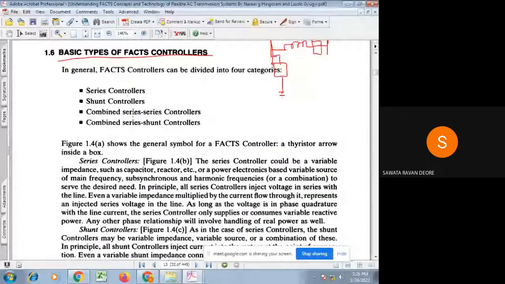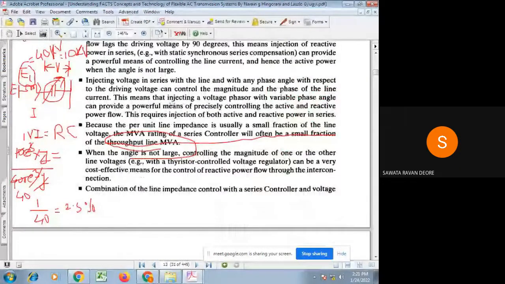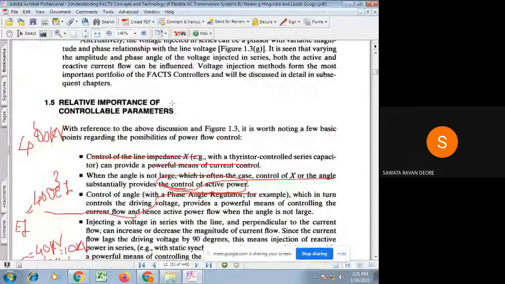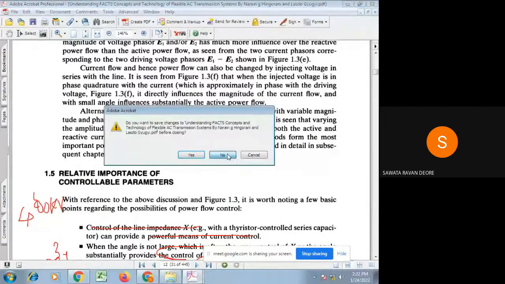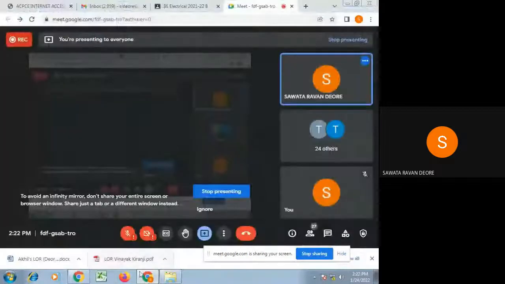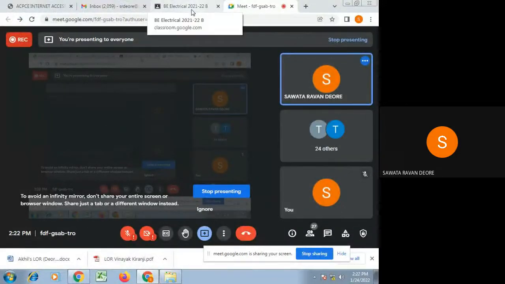Okay. So hope you understand what a series controller does: in principle it injects voltage in series with the line, and how that injected voltage is in phase relationship with the current flowing through the line decides the real and reactive power exchange. All of this has been discussed here. Hope you will go through it again and try to understand it more clearly. Okay, now we can stop here.